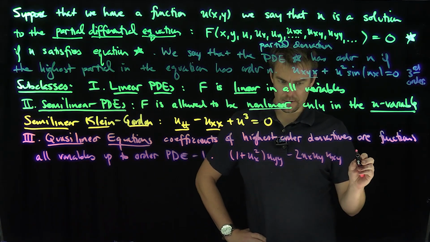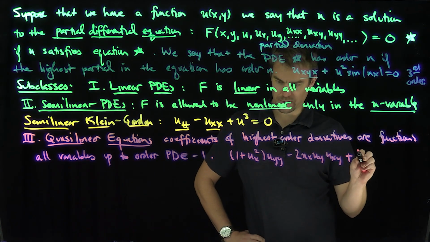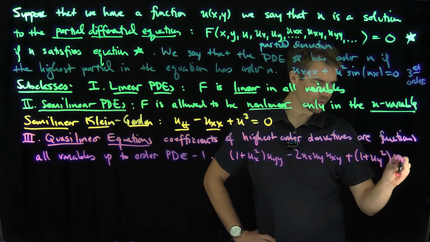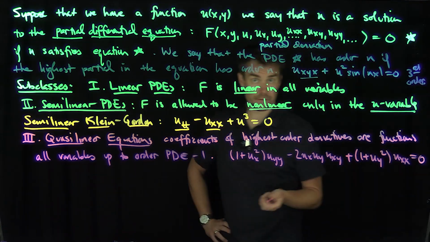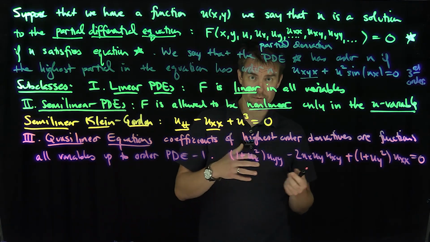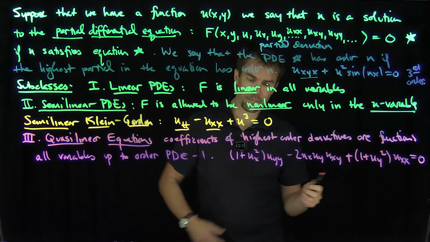And then plus, what am I missing now? Okay, good. 1 plus uy squared, and then uxx equals 0. This is the minimal surface equation, right? This is the minimal surface equation, which comes in differential geometry for the surfaces whose mean curvature vanishes.